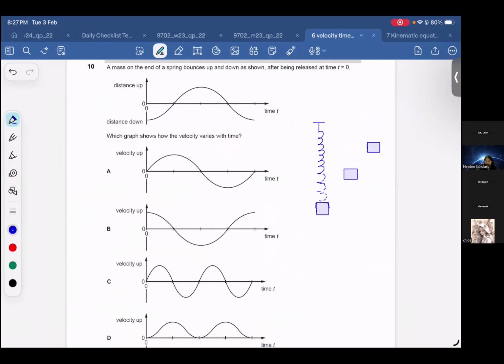Like this. At time t equals 0. So this one is t1, t2, t3. Then t2 is at the maximum position, the highest position here. So ask yourself, try.